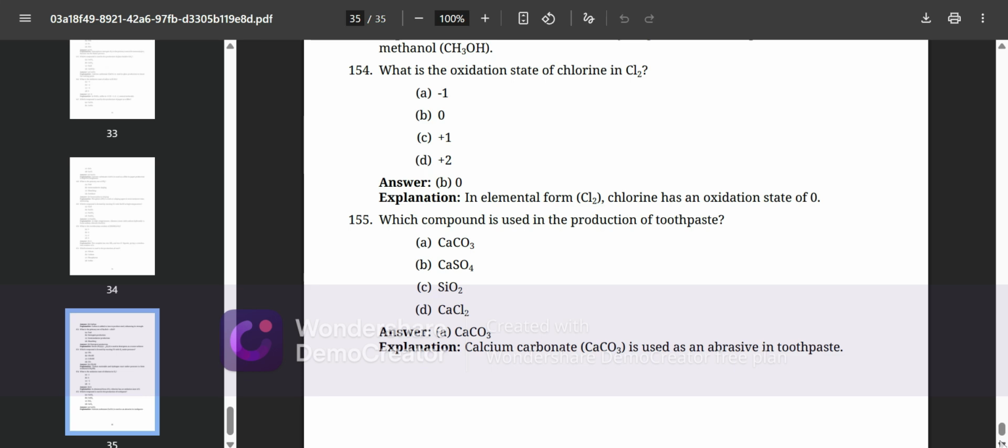Which compound is used in the production of toothpaste? CaCO3, calcium carbonate. CaCO3 is used as an abrasive in toothpaste.